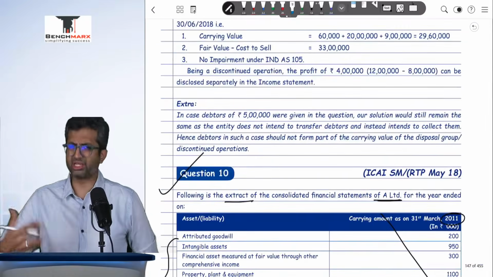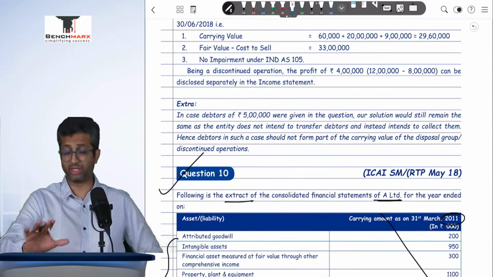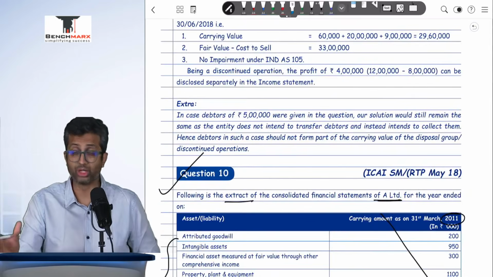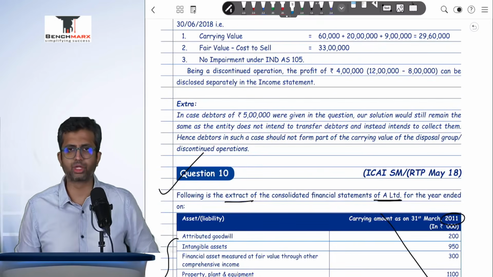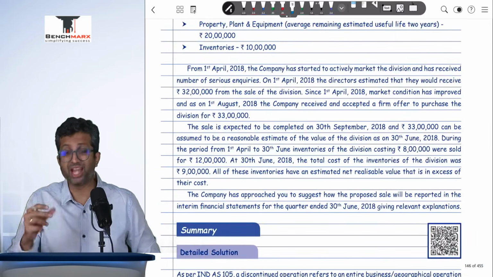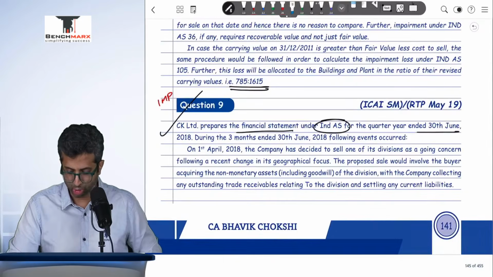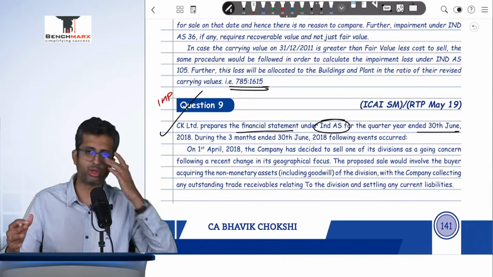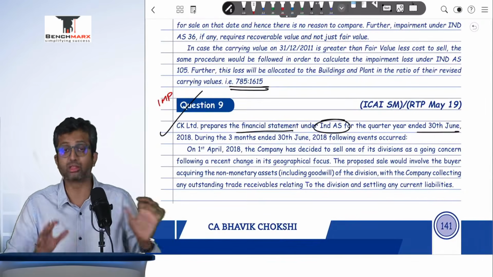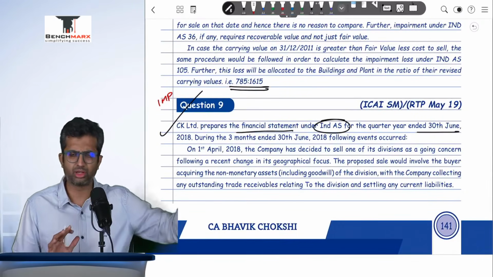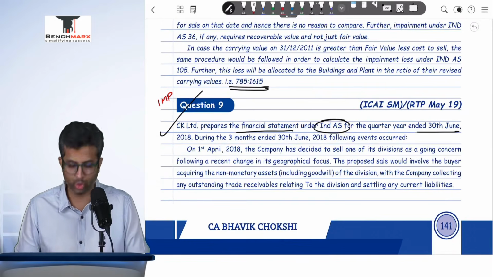Okay, so question 10 is a little more calculation as compared to question number 8, which had both calculations as well as your identification on whether it is held for sale, and if yes, from which date. Now question number 9 is also an important question. So basically 8, 9, 10 in my opinion, 7, 8, 9, 10 are the most important questions from this chapter. So we'll go to question number 9.